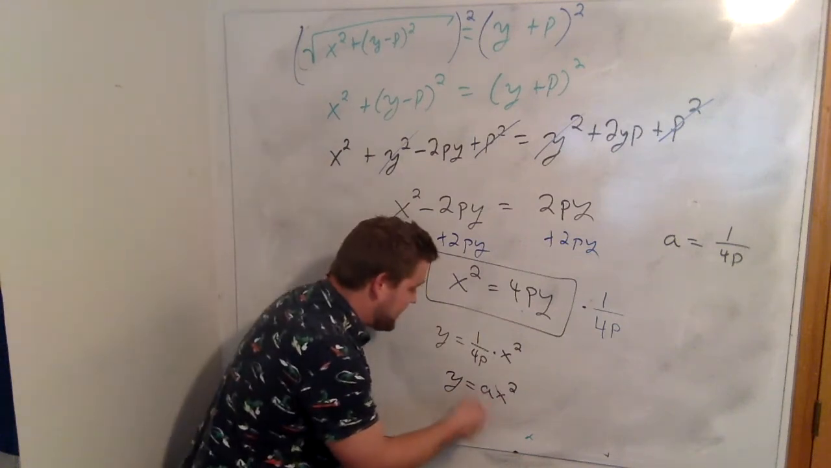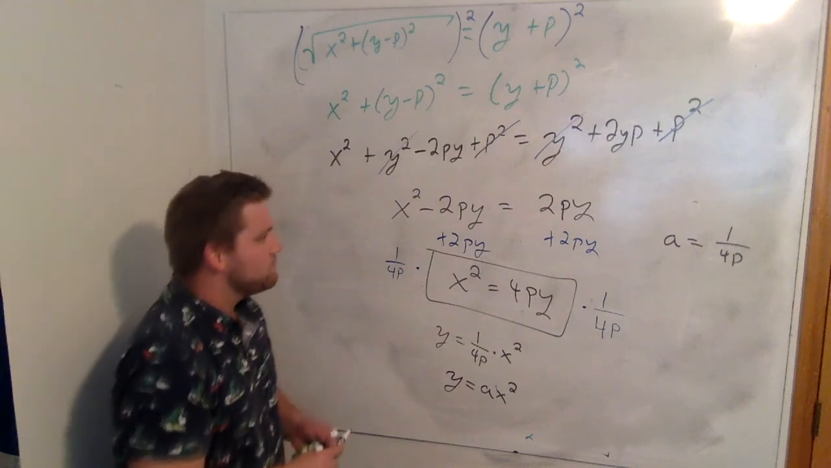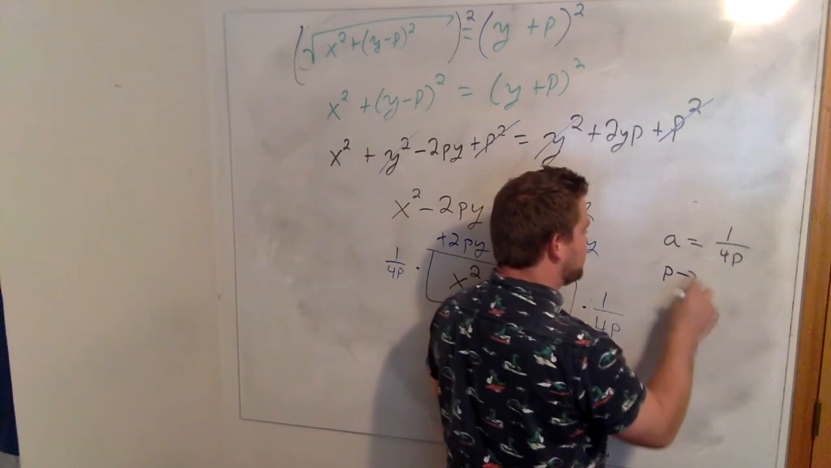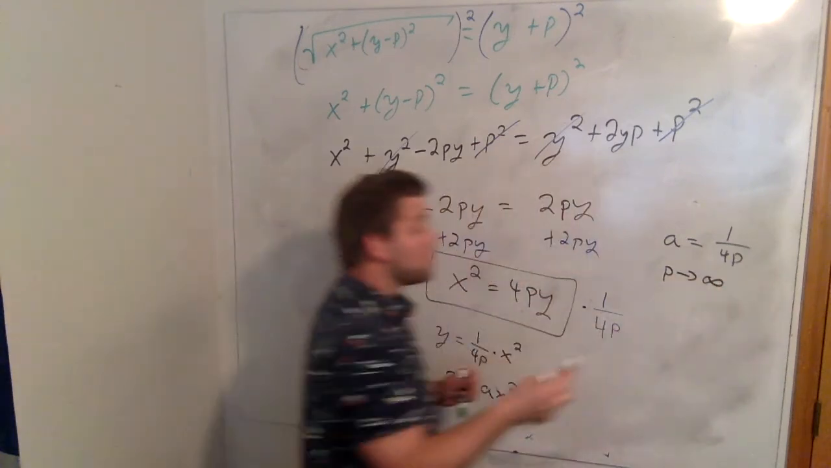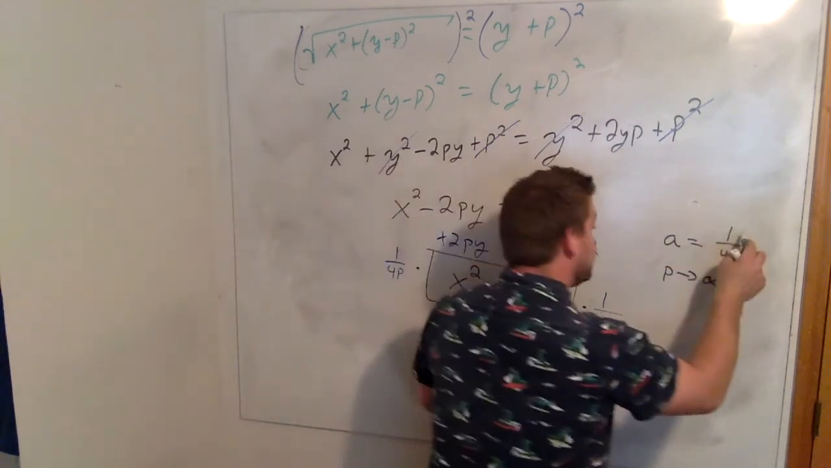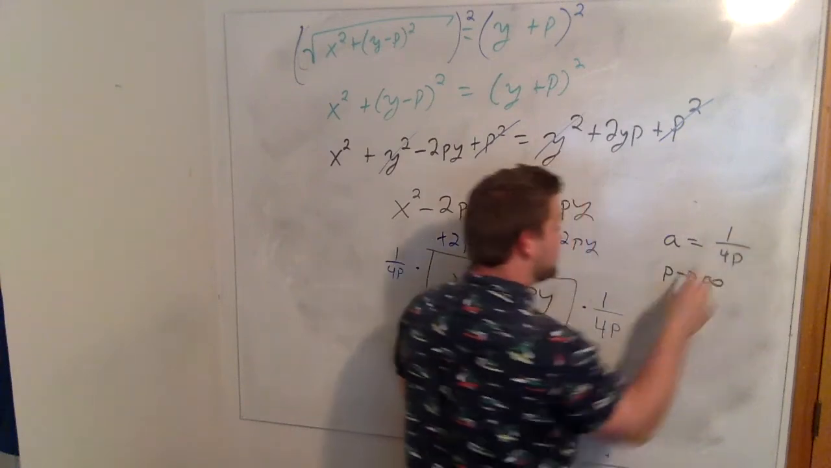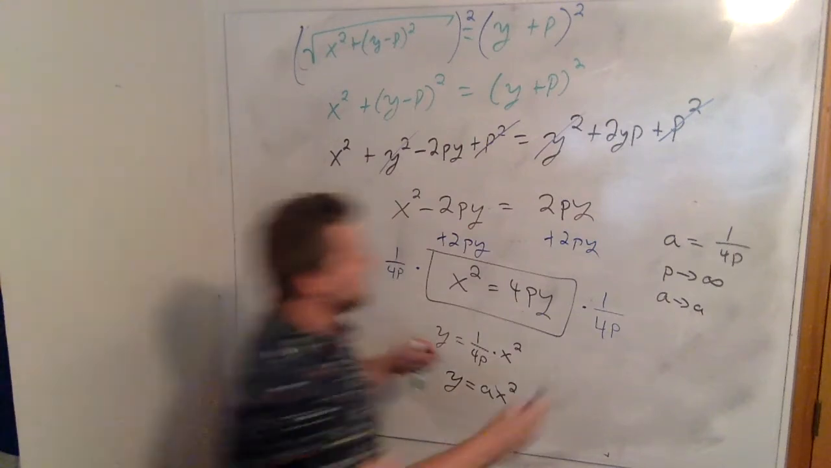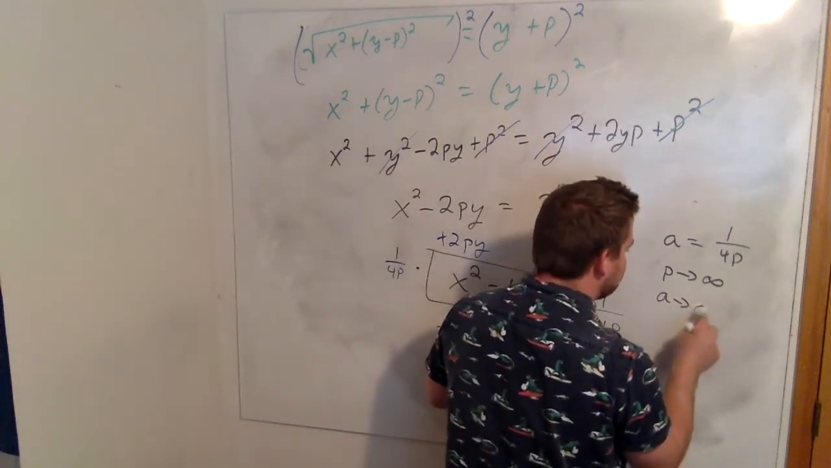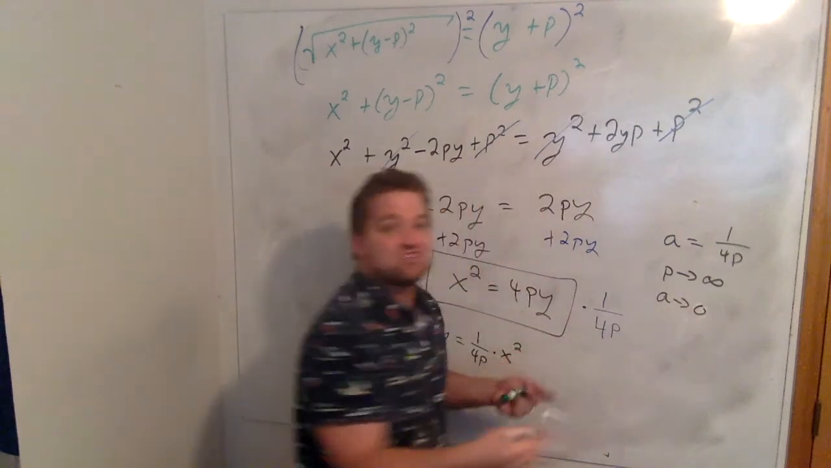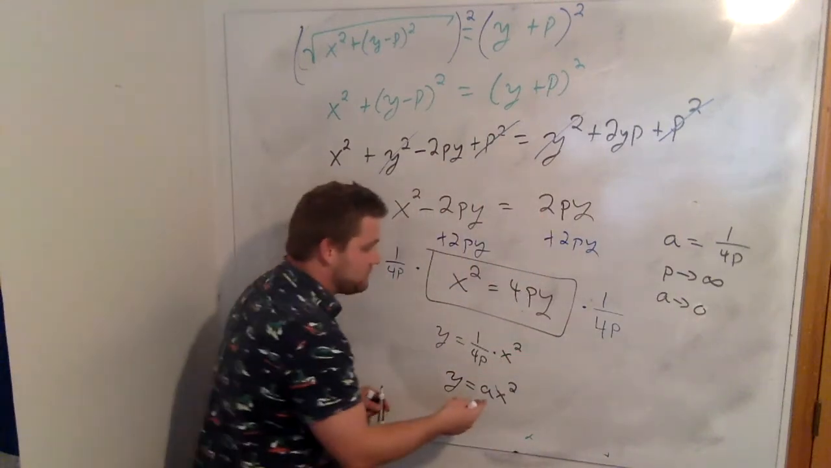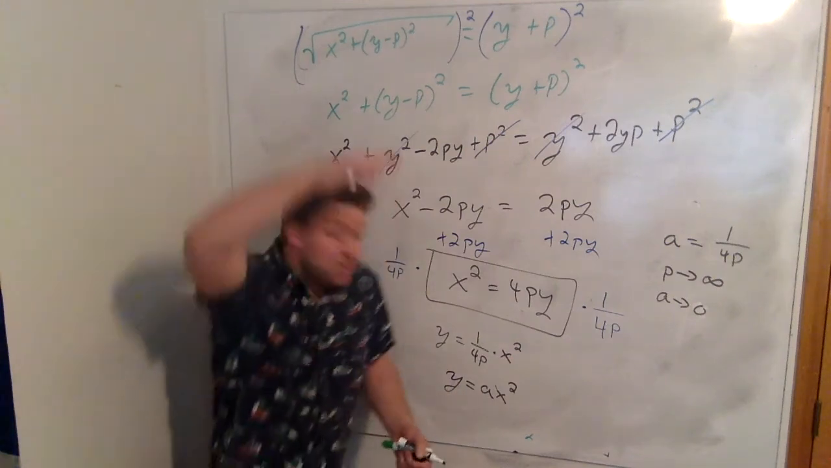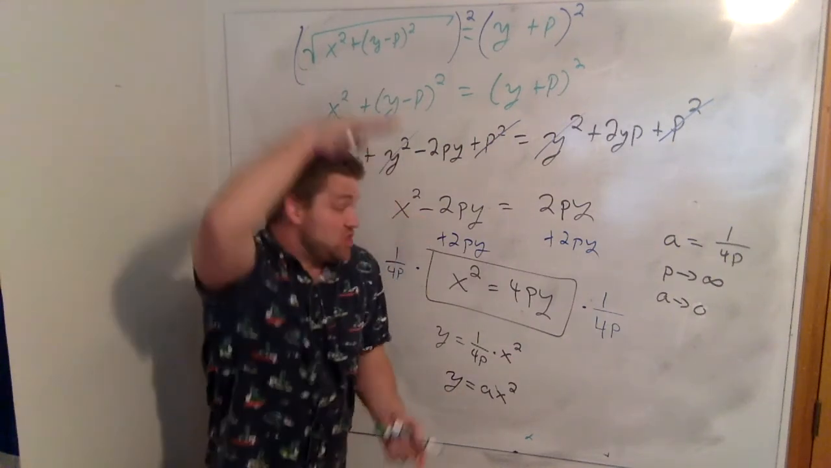Now, what is this a doing? Well, let's think about this. What happens if p gets bigger? If p gets bigger, we're going to have 1 over a fairly big number. A will be getting closer to 0. So as p is getting really big, a is getting smaller. So it's almost like we'd be multiplying x squared by a small number, which would be a fraction. That should condense my parabola.